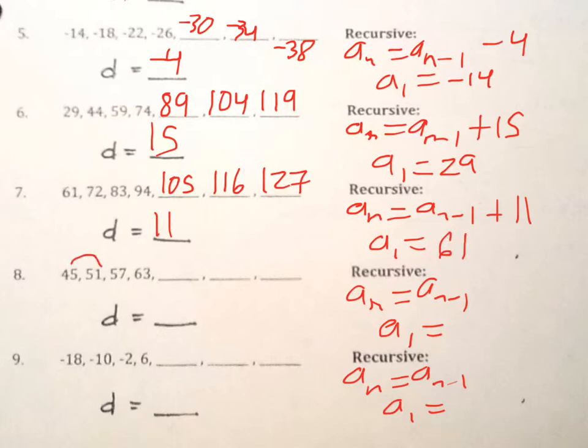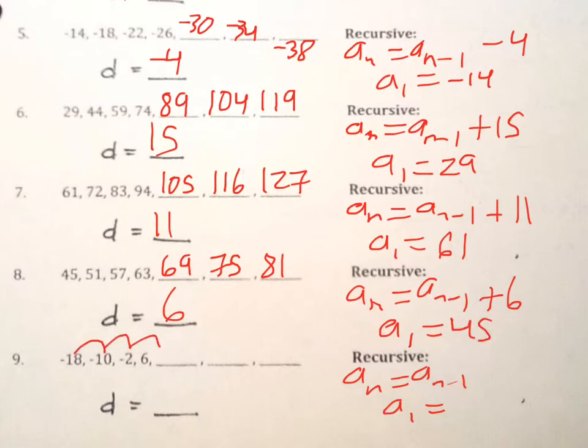For my next sequence, you gotta look at that, figure out what your pattern is going to be, and that pattern is adding 6 every time. So if you take 63 and you add 6, you'll get 69, add 6, you'll get 75, and then you add 6, you'll get 81. So my common difference is 6, and so my recursive function is going to be every term is the previous one plus 6, and you need to tell it where to start the pattern, which is at 45.